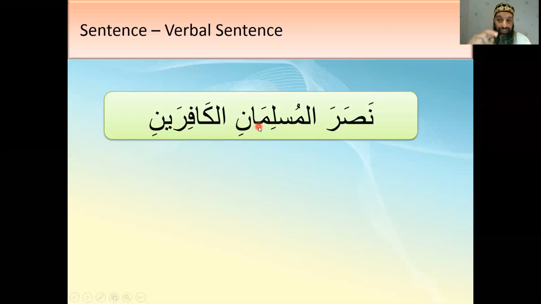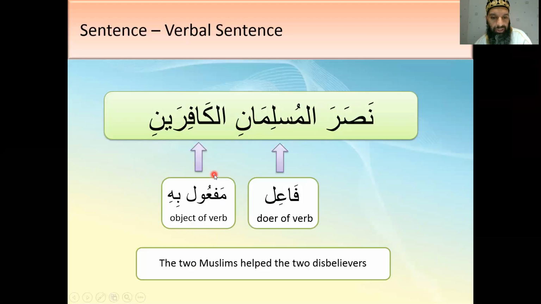Go back to your previous lessons. Now it's all going to start, you know, might mash your brain for a bit, but inshallah, it's going to start coming together. Look at your tables for the plurals we did. Ani is the plural for dual, for two. So the two Muslims helped the two disbelievers. Okay, we're running out of time now. I'm just going to have to go through this a bit quickly.